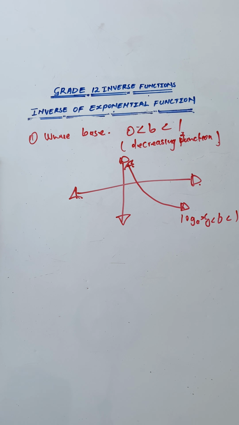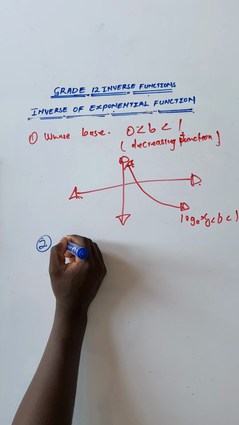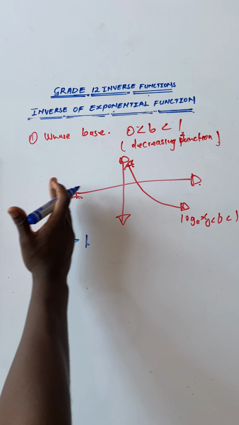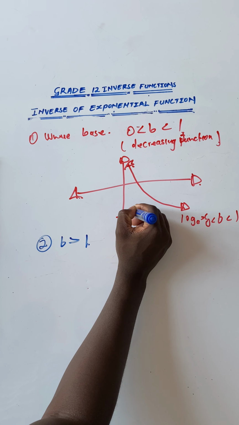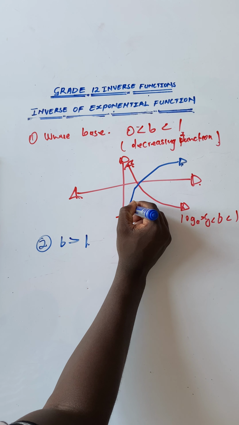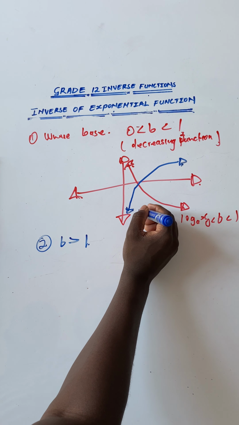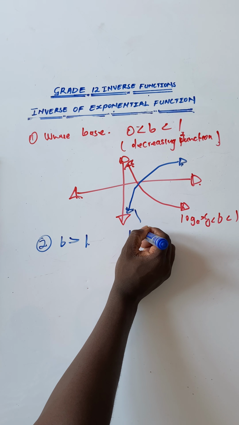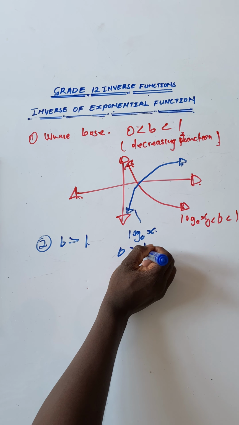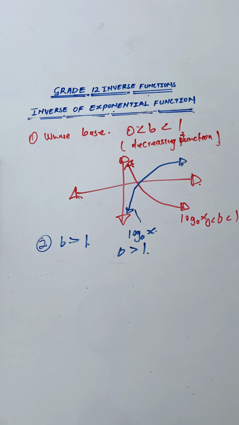Then the second type of function is where the base is greater than 1. So when b is greater than 1, we are expecting an increasing function. Remember, we are starting to read the graph from the left hand side. So an increasing function would be something like this there. So this is the graph where the base will be greater than 1. So this is an increasing function, right?